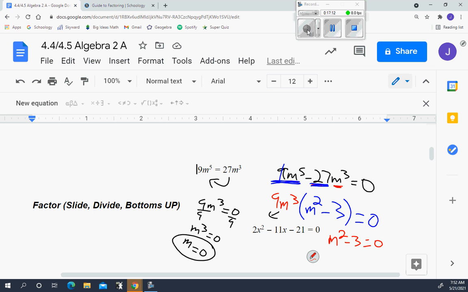Next answer, we get m squared minus 3 equals 0. Add 3. So m equals square root of 3. Not only that, it's plus or minus square root of 3. Remember, when we take the square root, we're solving for a variable here. We have to remember plus or minus.